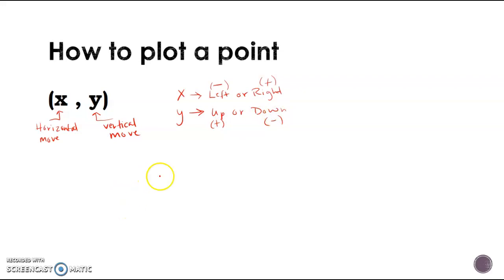So let's do just a couple examples, just talking about how we would move from the origin. All of these moves are from the origin, which means 0, 0. So from the origin, we would move left 3, because we have a negative 3, and up 2. And that's where we would place this point.